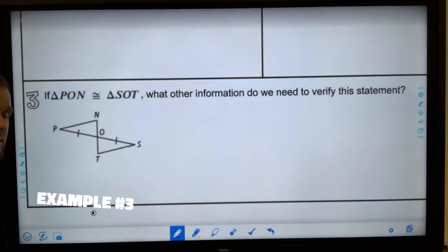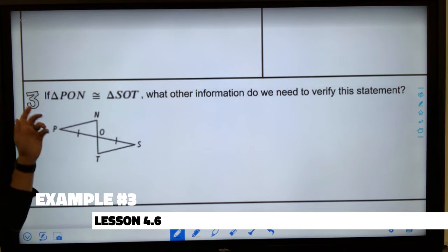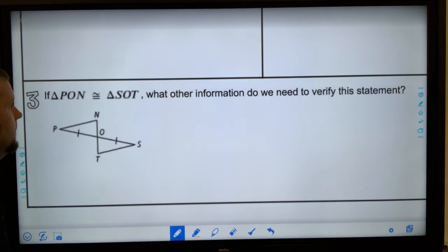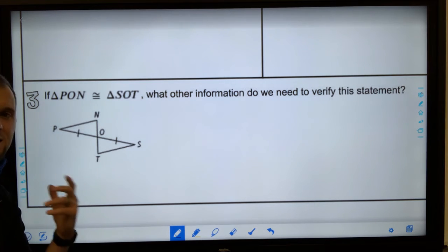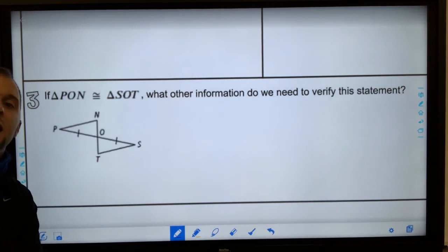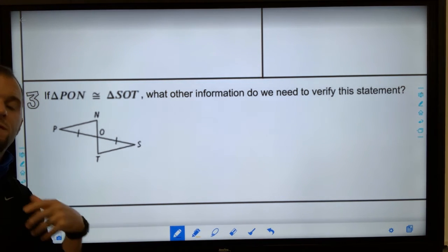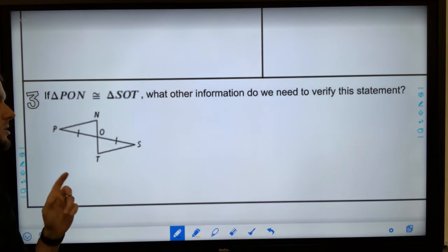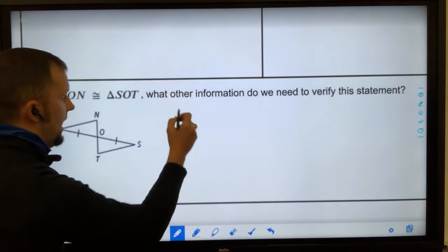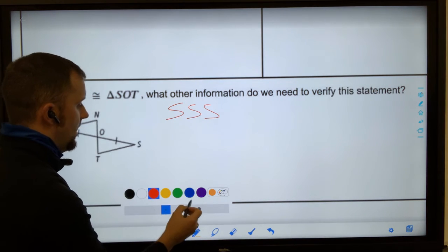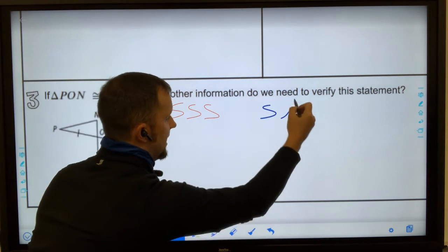All right, and lastly, example number 3. So it tells me if triangle PON is congruent to triangle SOT, what other information do we need to verify that statement? Okay, so right now they're basically giving us some basic information here, and we need to show what other information I need to prove that these 2 triangles are congruent. So I learned 2 different postulates. I learned side, side, side, and I also learned side, angle, side.